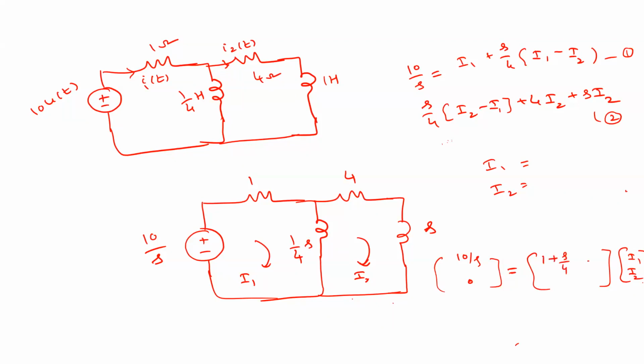So what is the second value? Mutual terms. Minus 1, minus S by 4. And the last term?